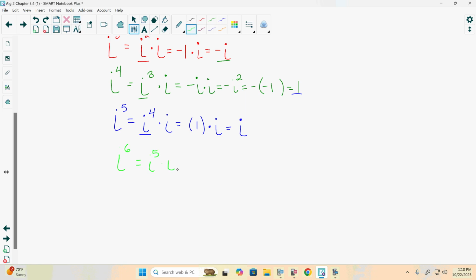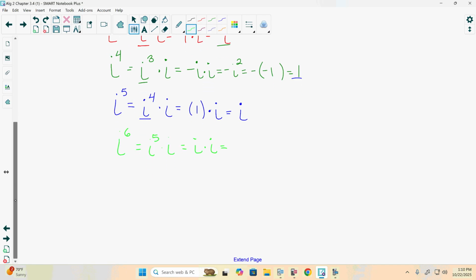Okay. Then we're going to keep this pattern going on. We're going to do i to the 6th. Well, i to the 6th we can say is i to the 5th times i. And as we just found, i to the 5th power would reduce to i, giving us i times i, which is i squared. And we know that i squared is negative 1.